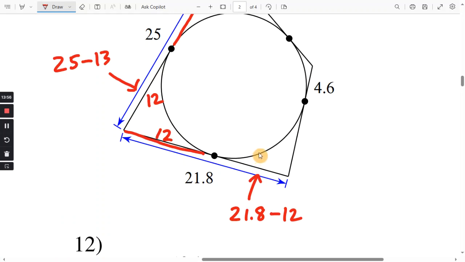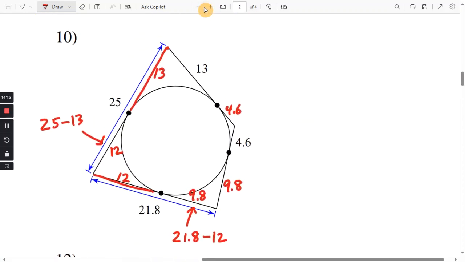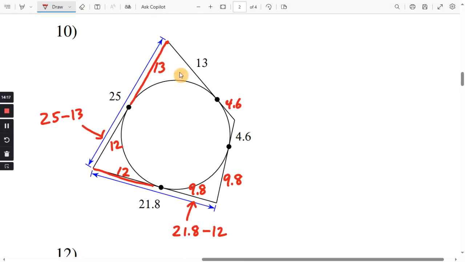Okay, that's going to be 9.8. If that's 9.8, then this one right here is 9.8. If this one here is 4.6, this one here is 4.6. All right, I think that's it. Every tangent segment should have a twin in terms of length.